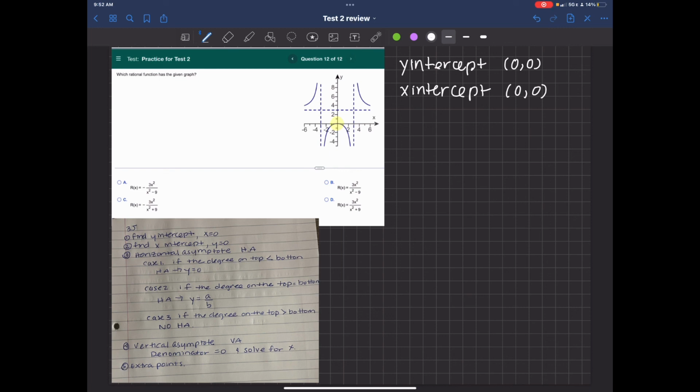Step 3 is going to be the horizontal asymptote. The horizontal asymptote is a y value. And we can see that the horizontal asymptote is right here. So HA is y equals 3. So I want to convert that to my A over B argument. So that's actually saying that it's 3 over 1. So that is case 2. This one right here.